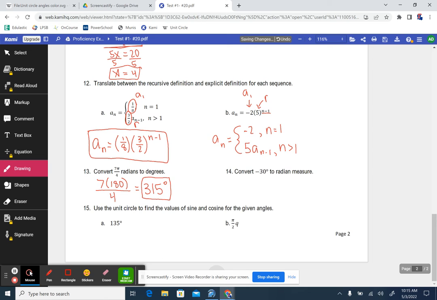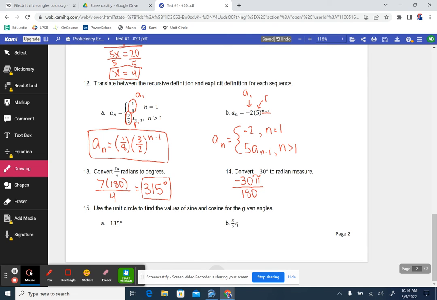Now, to convert from degree to radian is a little bit harder, but not too bad. It's just you got to understand the process. You are going to replace the degree symbol with the pi symbol. Instead of negative 30 degrees, you got negative 30 pi. Divide it by 180 and then simplify.